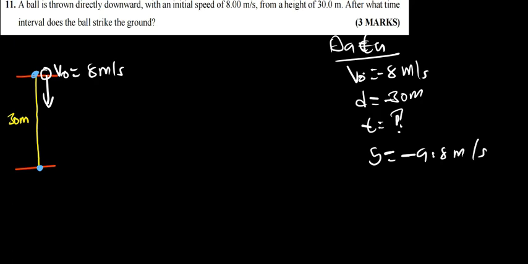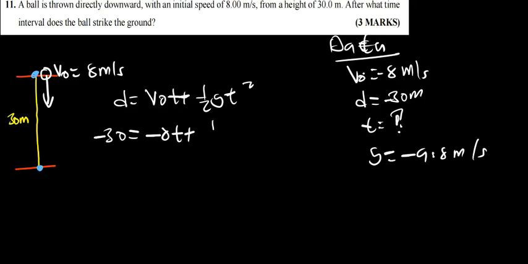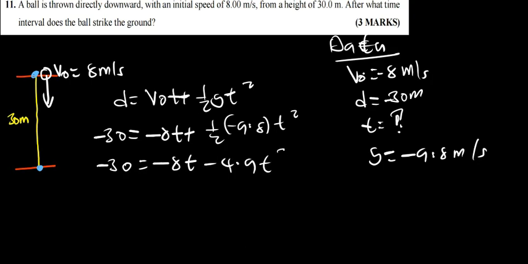For this type of question, the formula which works for you to find the time, because you have got the displacement, is this formula: v initial times t plus half g t squared. Plug in the values. The displacement is negative 30, the v is negative 8, but we don't know time, plus half. The g is negative 9.8. The t we don't know. I'll have negative 30 is equal to negative 8t minus 4.9 t squared.